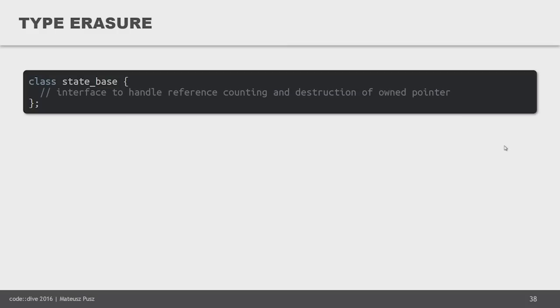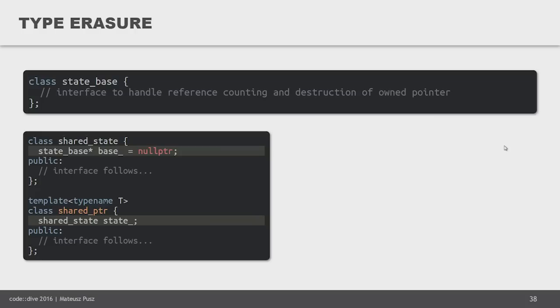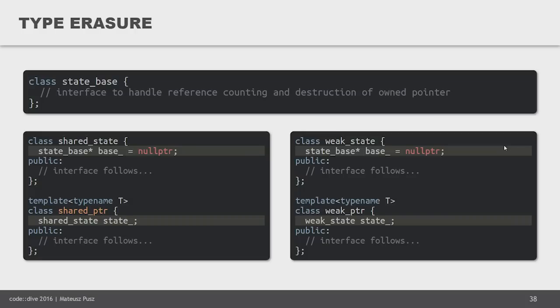So this is our state-base class with interface to handle all the shared pointer reference counting and the destruction. We have a shared state that just points to the state base. We have shared pointer that just contains, aggregates the shared state. The same with weak pointer.